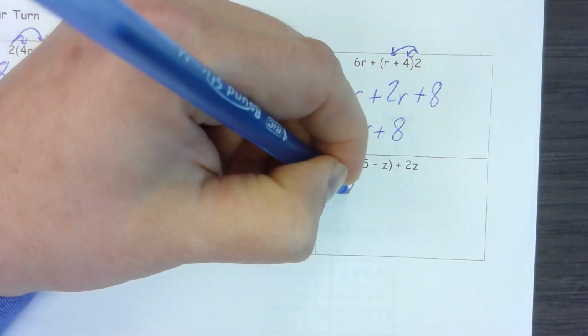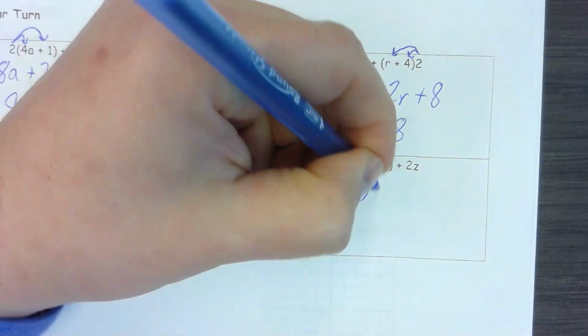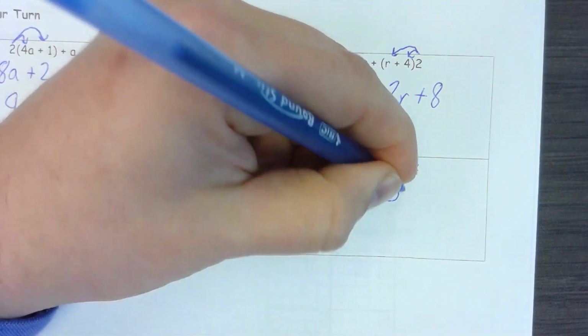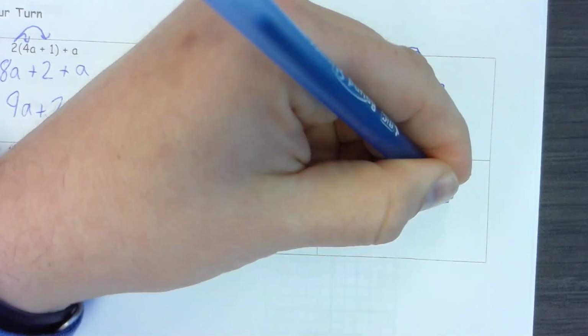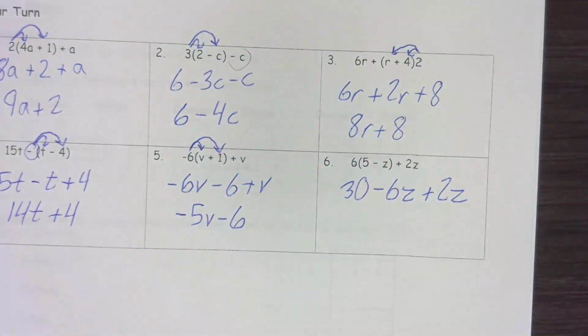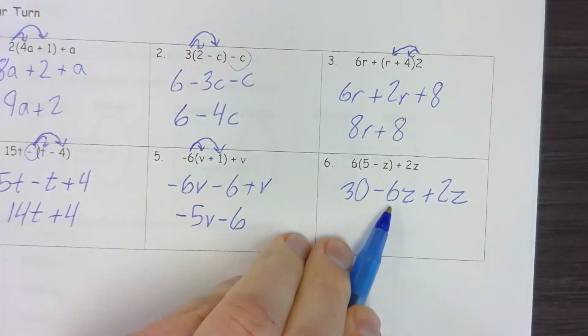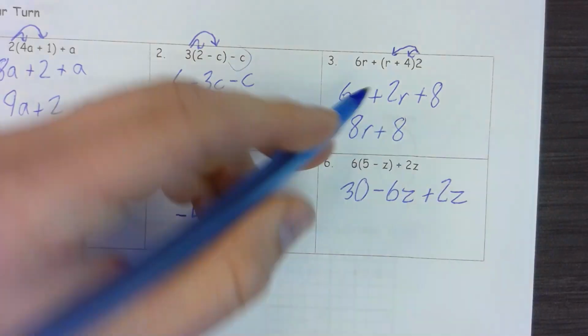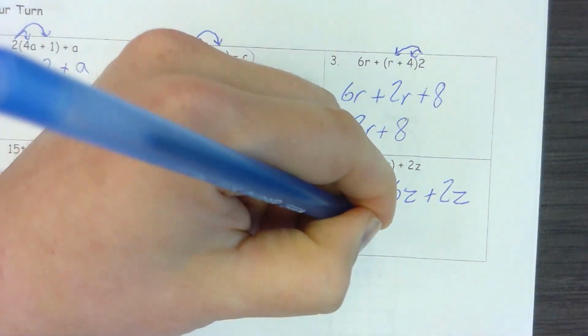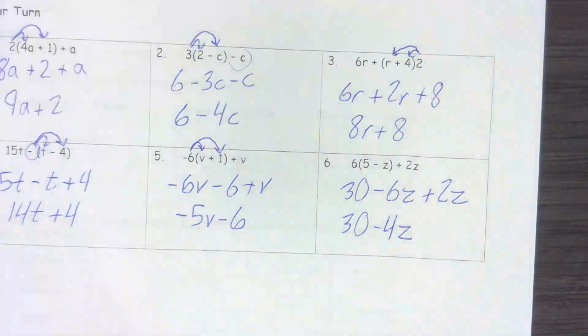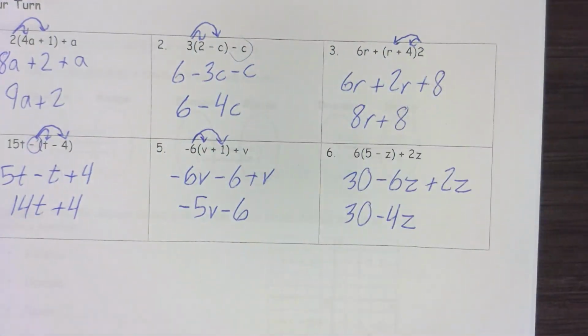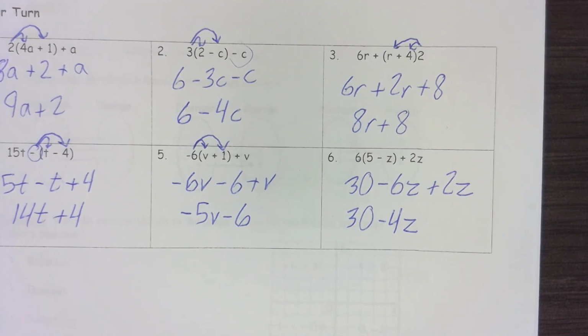Last one. 6 times 5 is 30. 6 times negative z is negative 6z, plus we still have this 2z's outside of the parentheses. Negative 6z plus 2z's, well, that gives me a negative 4z's. And that is it. Please let me know if you have any questions, and you should know what to work on next.